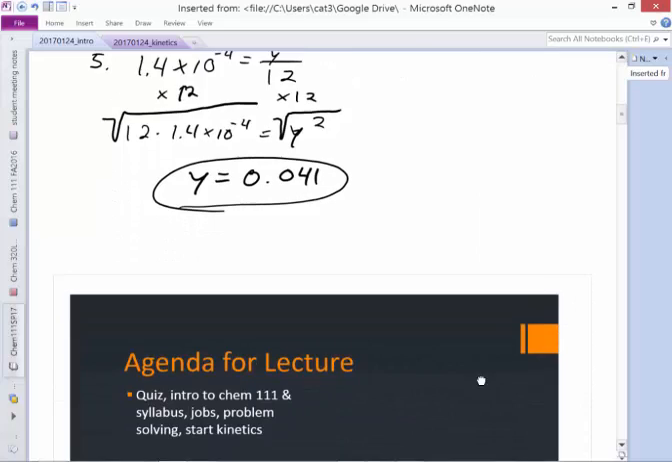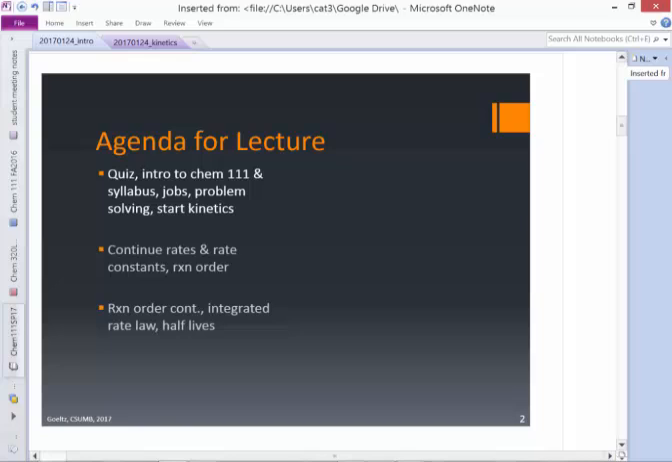Good. I was once told never go to a meeting that doesn't have an agenda. It's good advice. I'm not perfect about making agendas, but I get the spirit of that. You don't want to go into a room and spend an hour doing, well, you don't know what. So I want to do an intro to Chem 111 and the syllabus, talk about jobs, which I like to do because let's cut to it. You're here to get through this and get to a job. You're not here to do just this. I like this. I hope you like it at least a little bit, but we're here to get you through. Use problem solving, then we'll start kinetics, which is our first chapter.